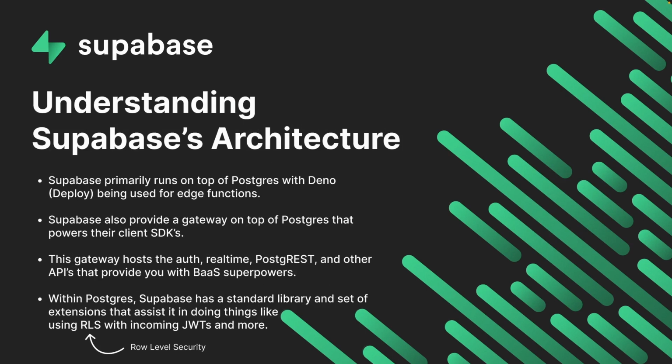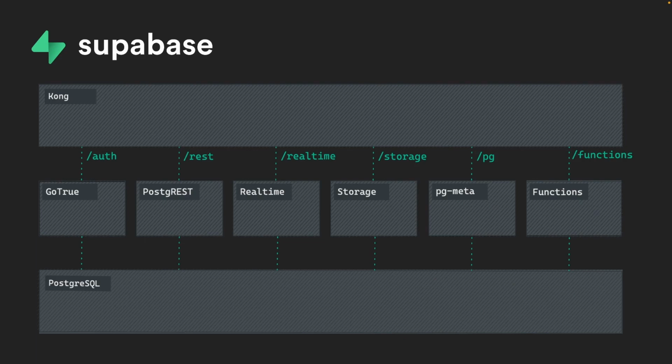As we've said a number of times now, it primarily runs on top of Postgres, with Deno Deploy being used for edge functions, which are totally optional. It provides a gateway on top of Postgres that powers the client SDKs and those APIs that we were talking about. And within Postgres itself, we have a standard library that has been written by Supabase. It comes in the form of an extension, and it lets you do cool things like validate incoming JWTs for row level security and more. So, as we can see here, it's a diagram of the Supabase architecture.